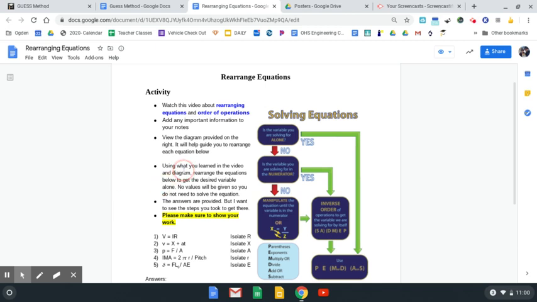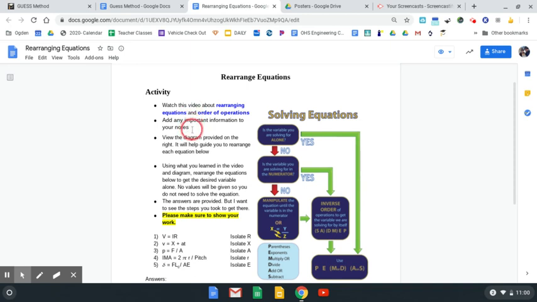Hey guys, I wanted to talk you through this rearranging equations activity. First, you're going to watch these two videos. They are very important. Please make sure you watch them. Add any important information that you need to your notes. For some of you, it might be a review. For some of you, it may not be.